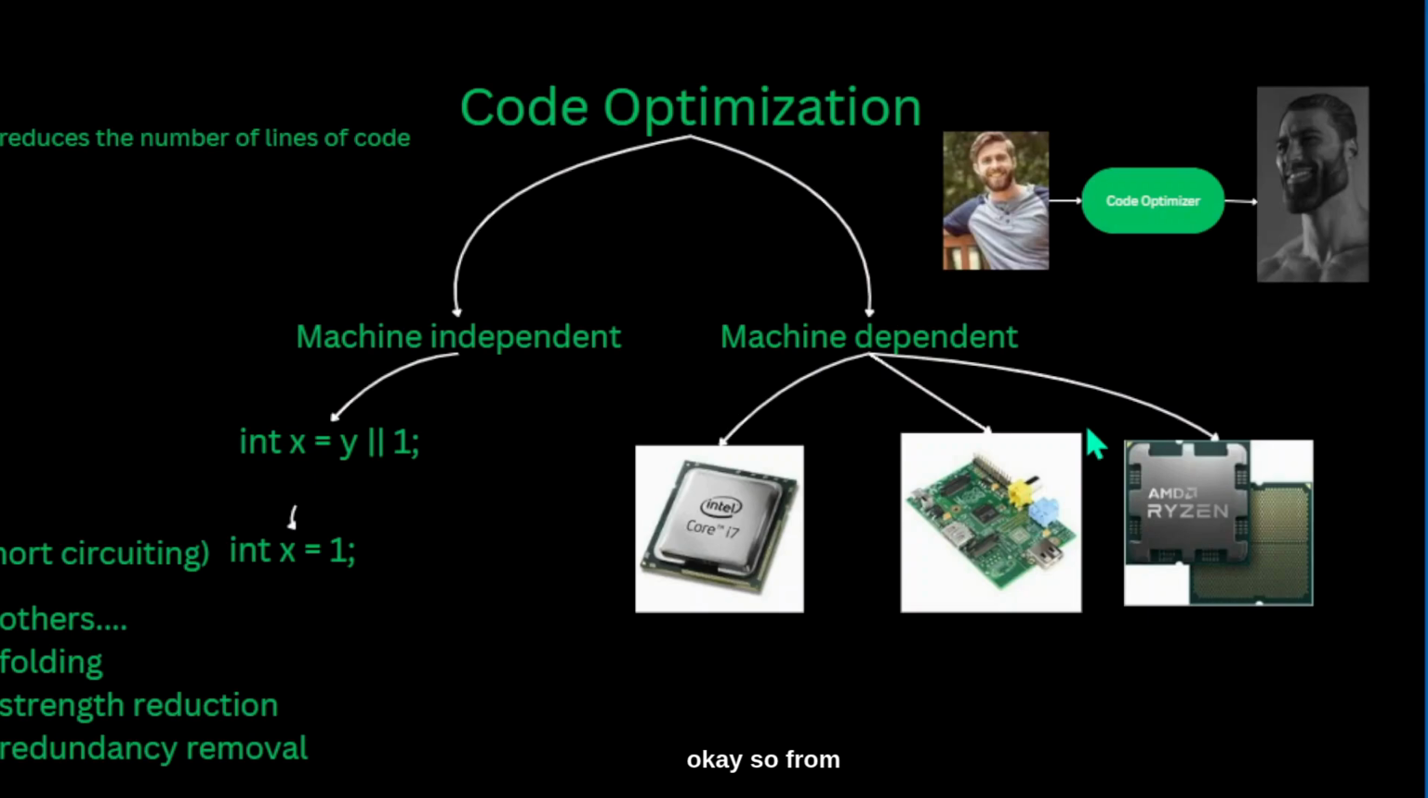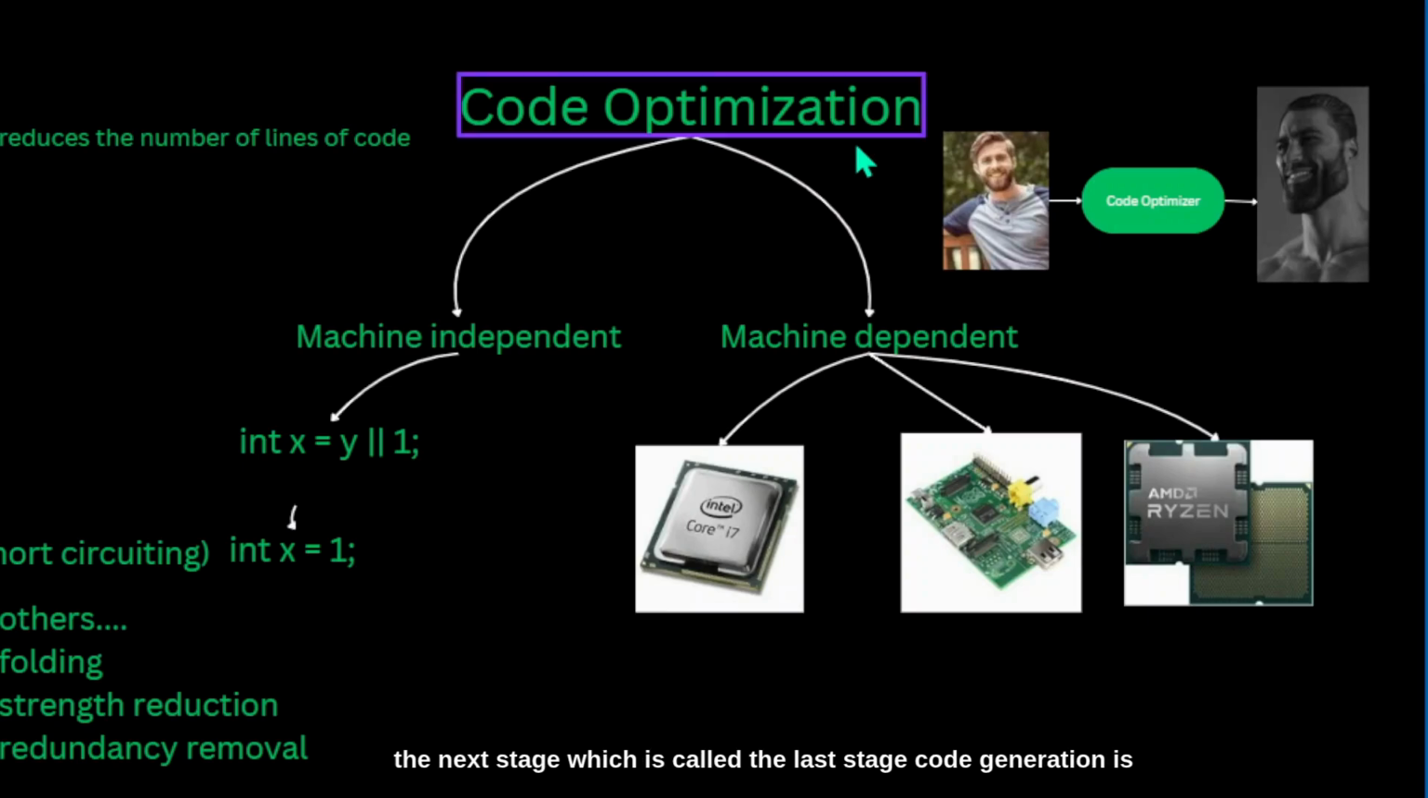Okay, so from the scanning till machine independent code optimization is called the front end of a compiler. And from machine dependent till the next stage, which is the last stage, code generation, is called the back end of a compiler. So basically, the front end is machine independent.